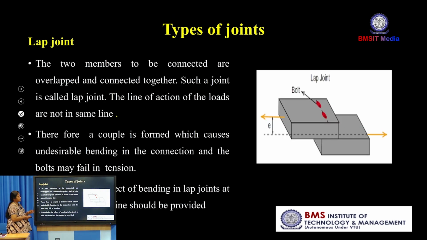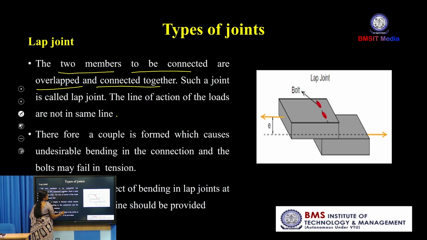So, next one, types of joints. Basically two types of joints are available. The first one is lap joint, another one is butt joint. So, what is the lap joint? Lap joint means two members to be connected are overlapped and connected together. See, this is one member and this is one member, both overlapped and connected together by bolted connection.